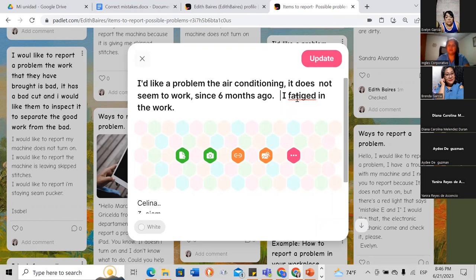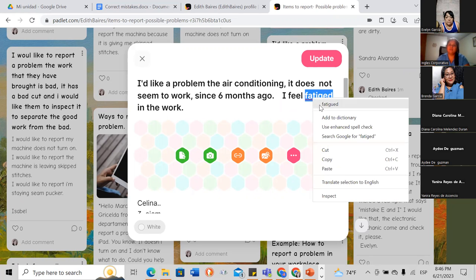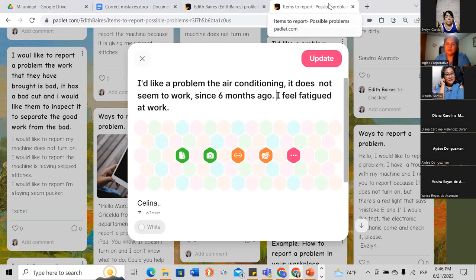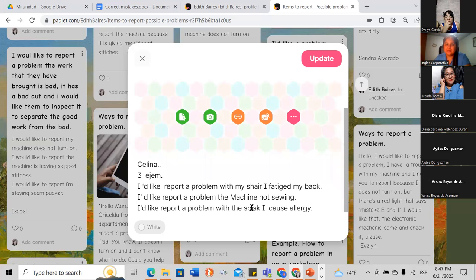I feel fatigue in the work. I feel. Siento. Fatiga. I feel fatigue in the work. At. At work, okay. Well, let me just make sure. No, it's okay. I feel fatigue at work. Okay, what else you said, Selena? Three examples.